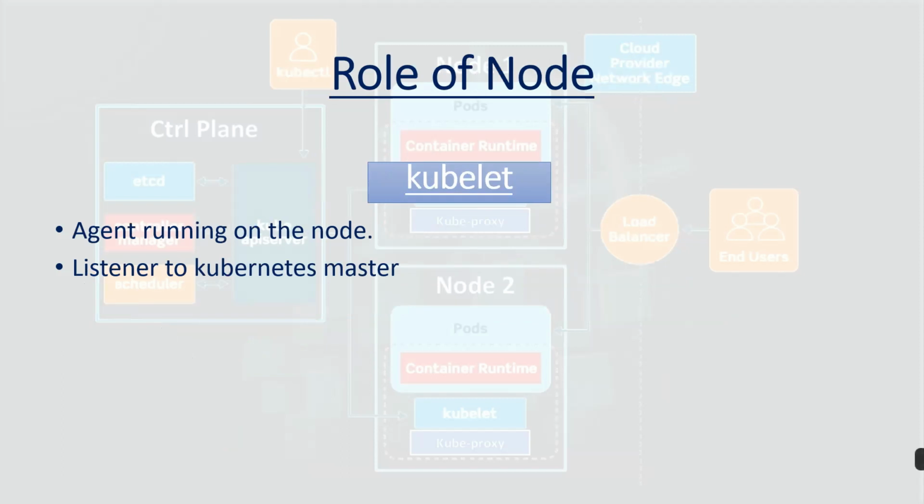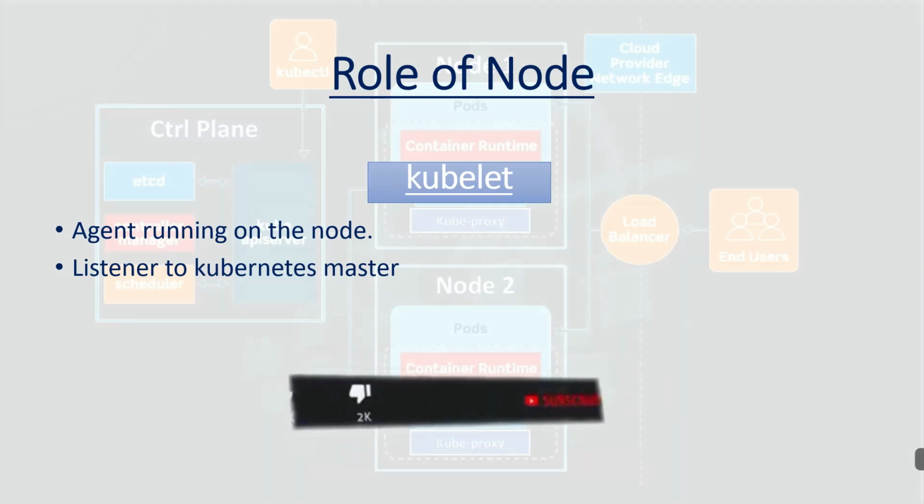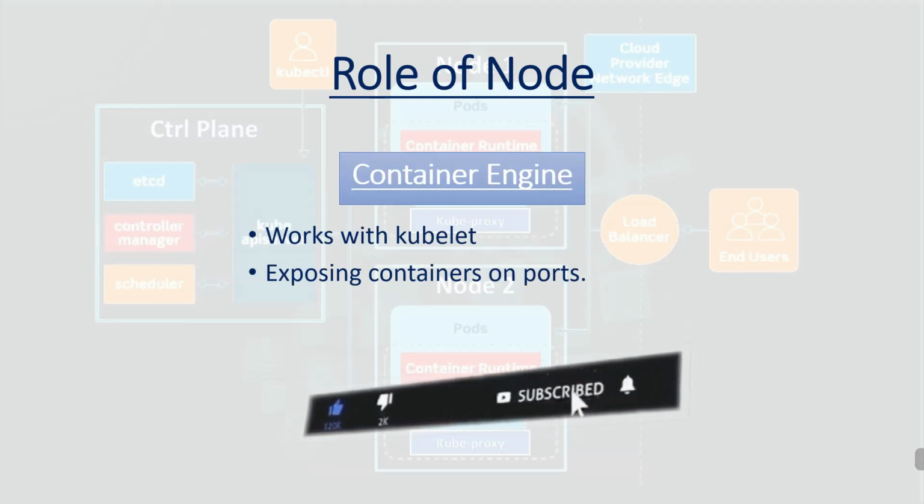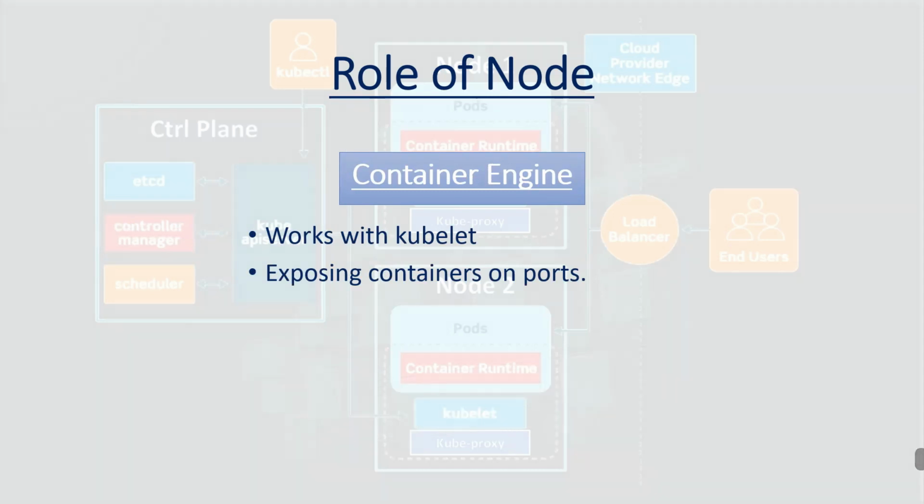Let's understand the node components. Kubelet is an agent running on the node. I already told you this kubelet communicates with the master node through the kube API server and listens to the master's messages. Container engine: in our node, the container engine is the Docker engine. It works with the kubelet, exposing the container on the ports.